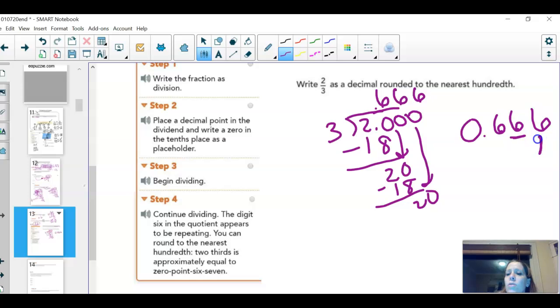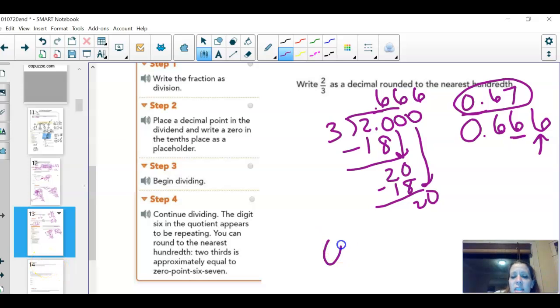Okay, yo necesito escribir mi flecha. I need to write my arrow. 6 es más grande que 5. 6 is 5 or higher. So the 6 is going to turn into a 7. So this is my answer right here. Okay, but I want to show another way.